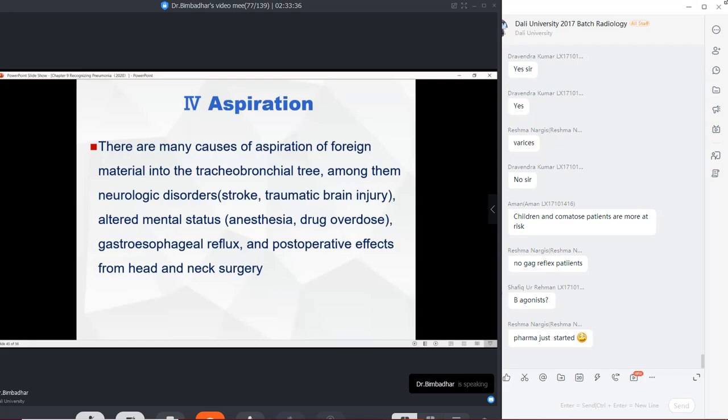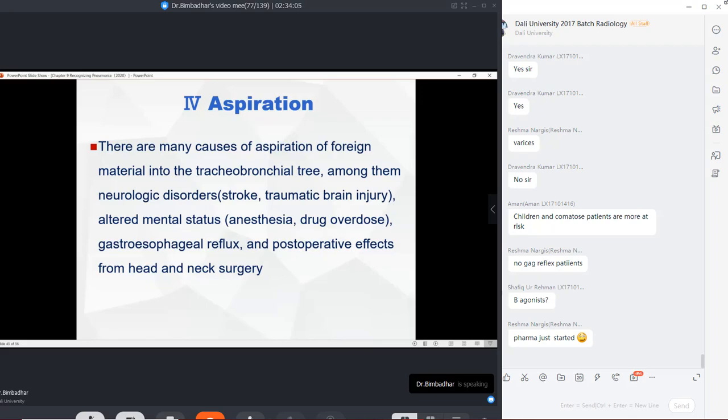And a patient with gastric esophageal reflux. Gastric esophageal reflux is a very peculiar clinical condition, which is also known as heartburn, which also presents with respiratory distress and cough. Okay, because of the aspiration, re-aspiration of the fluid contents from the esophagus down into the trachea. That is how it happens in gastric esophageal reflux disease. And then post-operative effects from head and neck surgeries.